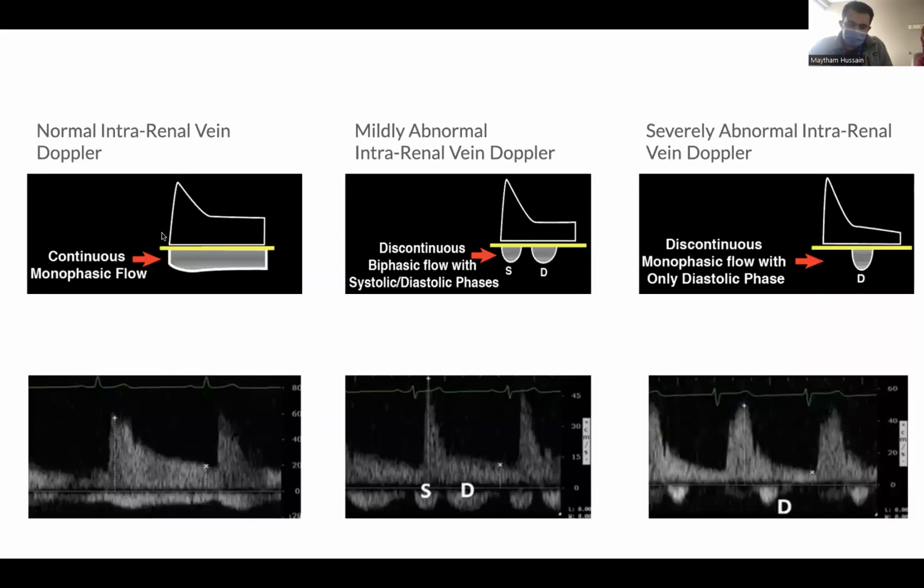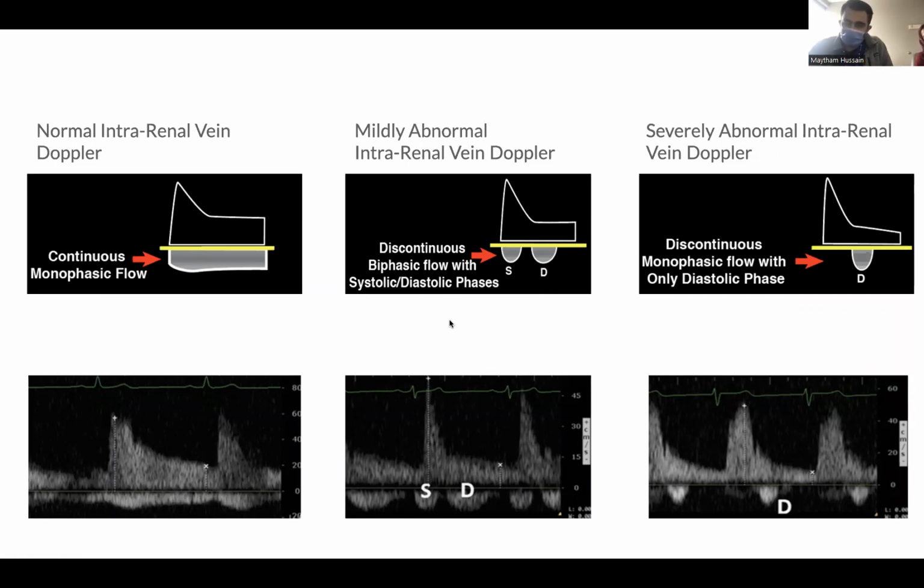Ideally, in normal patients, what you should get is this. Above this baseline here, you're seeing an arterial waveform, but you're not really interested in that. But you can use it to help you correlate with the underlying venous waveform, which is what we're looking at. So ideally, in normal patients, you should get monophasic flow, or a continuous kind of flow.